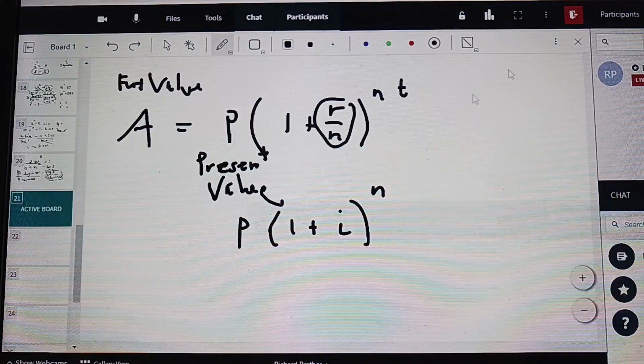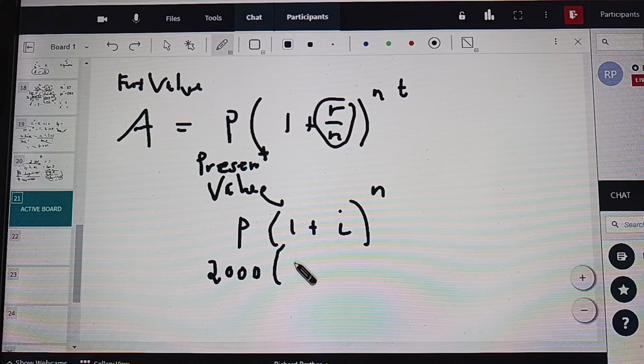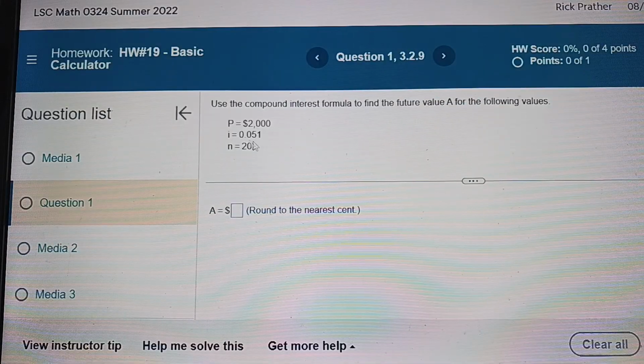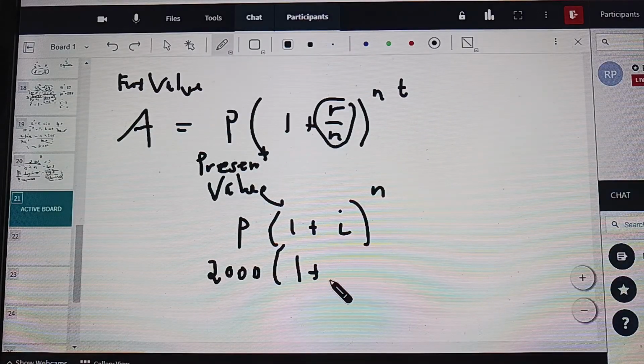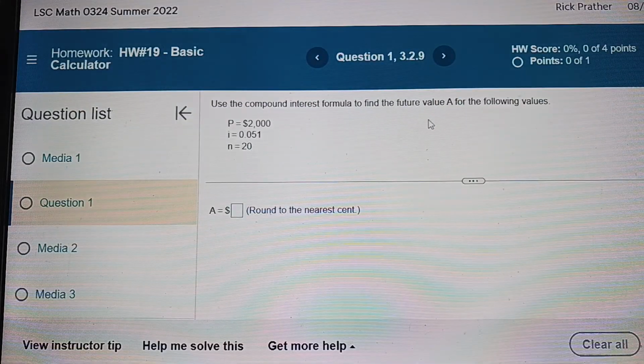P is $2,000. Somebody is putting $2,000 in the bank right now. Since they gave me I, it has already been divided, 0.051. So somebody did R divided by N for us already. And then somebody multiplied these together. I guess we can call these M's just so they're not confused with N. So R over M is the number of times per year you do it. And then M times T is your total number of times you're getting interest. And that's apparently 20.